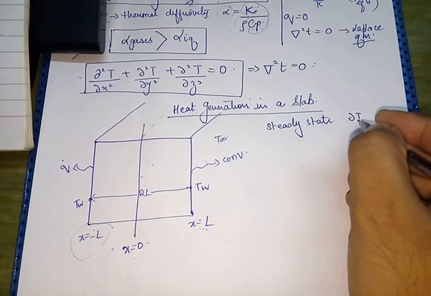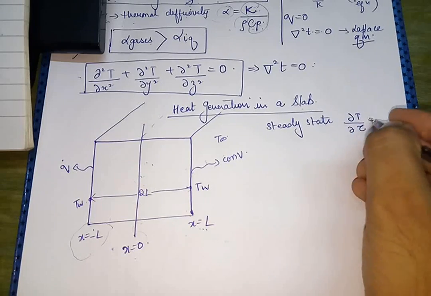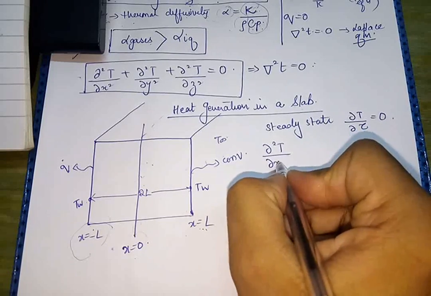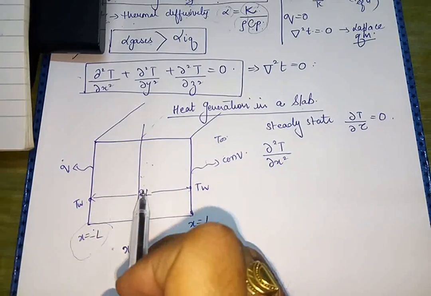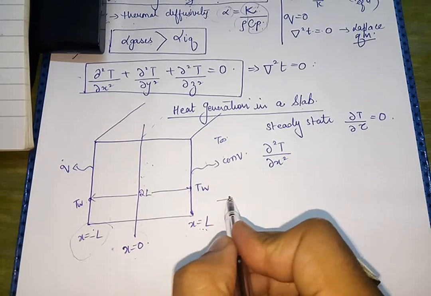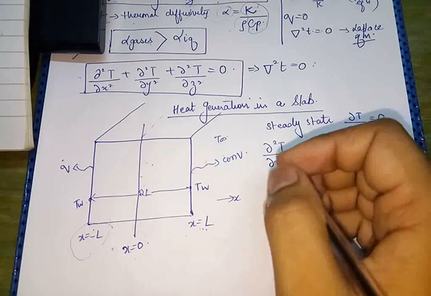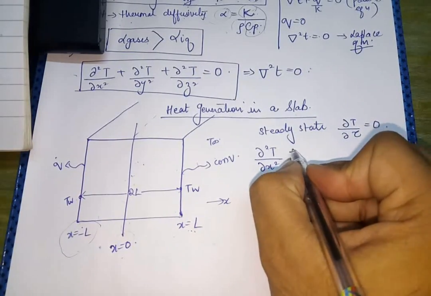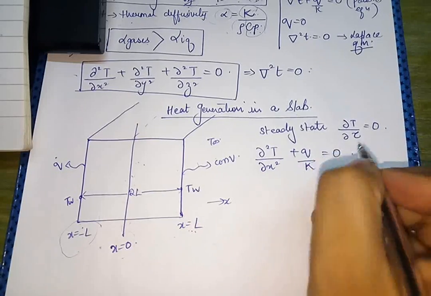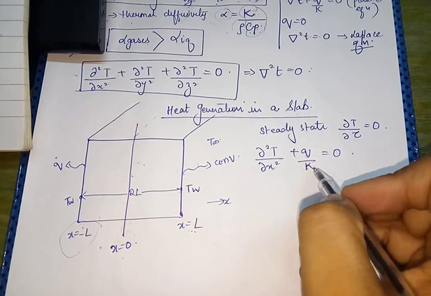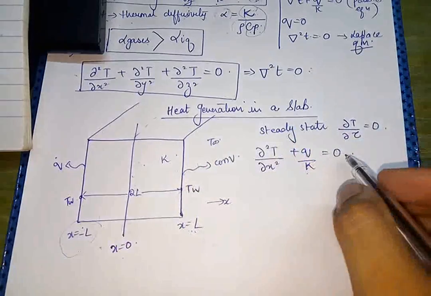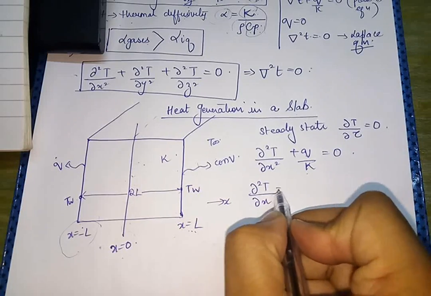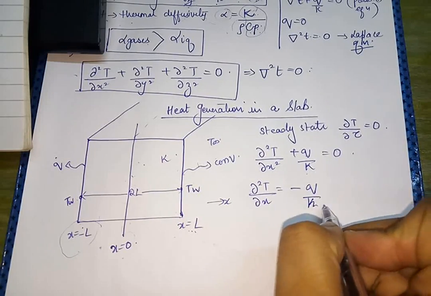Now for steady state we have del T upon del tau equals 0. Then we will have del square T upon del x square, considering the heat conduction only along the x direction; along y and z it is 0, plus Q upon K equals 0. Q is the amount of heat generated, K is the thermal conductivity of this slab material. Then we have del square T upon del x square equals minus Q upon K.